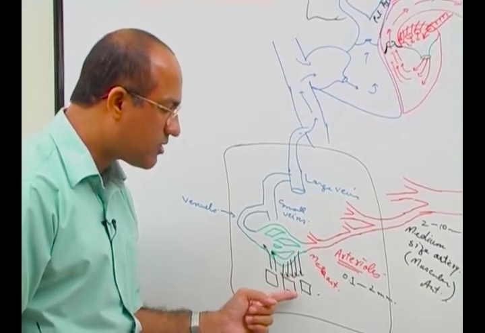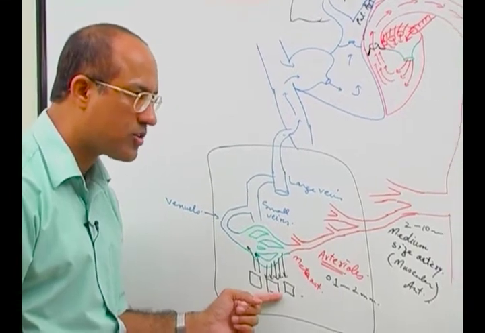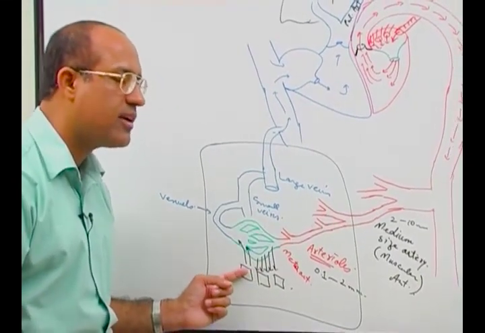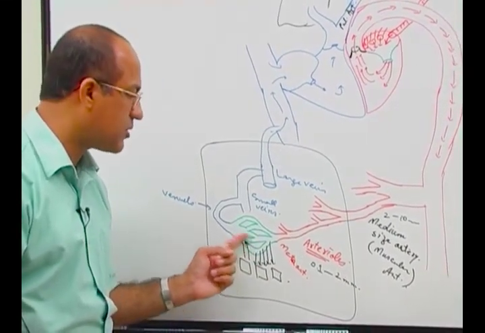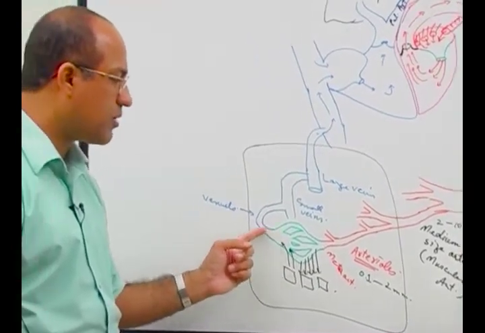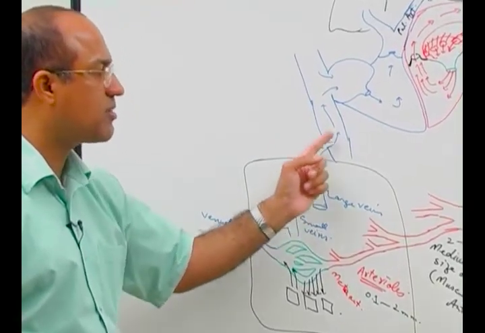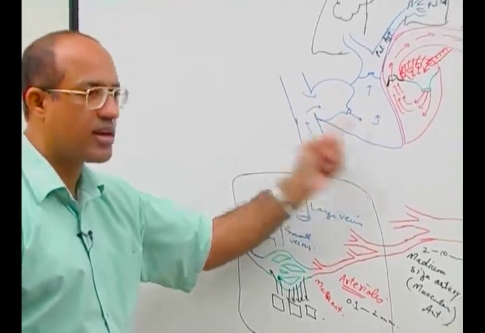So these substances which are required by the tissue shift from the blood to the tissue cells, and from the tissue cells carbon dioxide and waste products come back into the capillaries, and this capillary blood will move to the venules, then into small veins, large veins, vena cava, and back to the right heart.